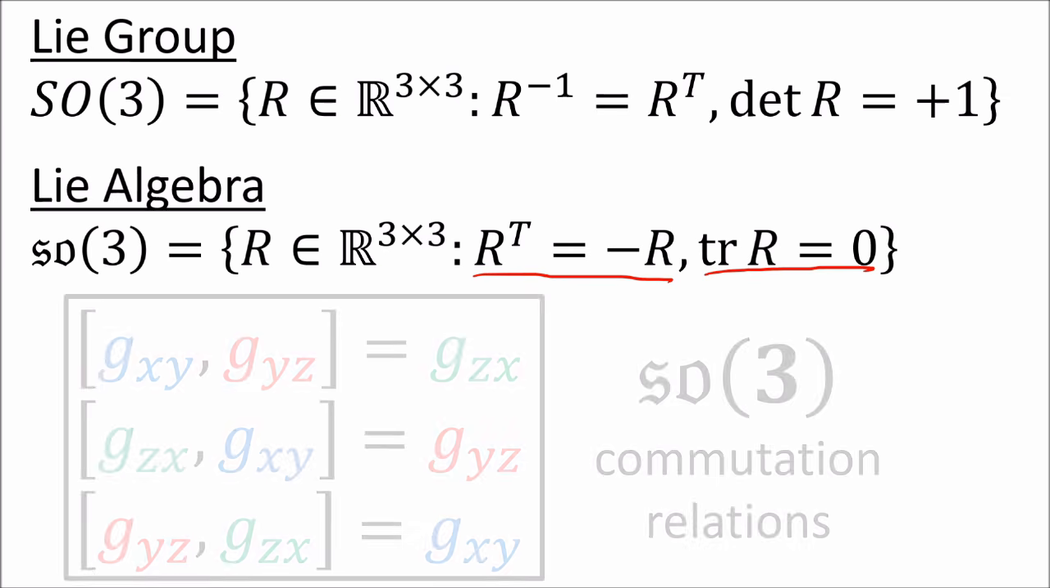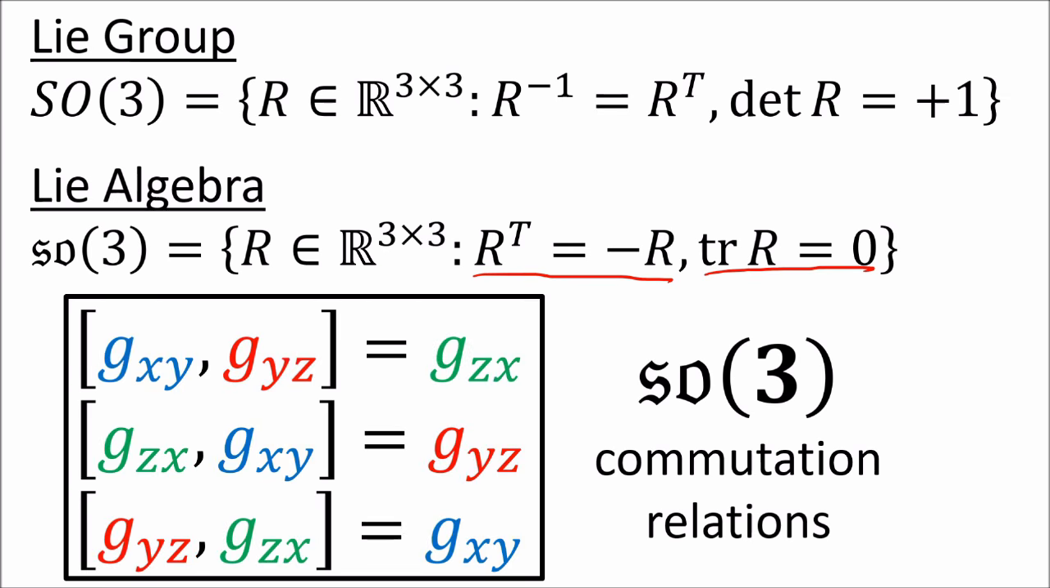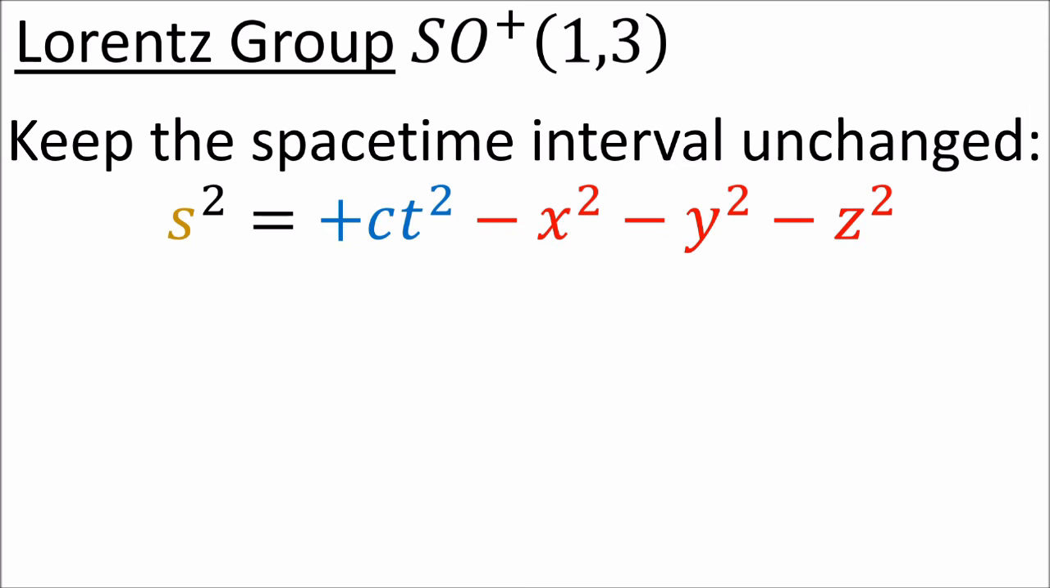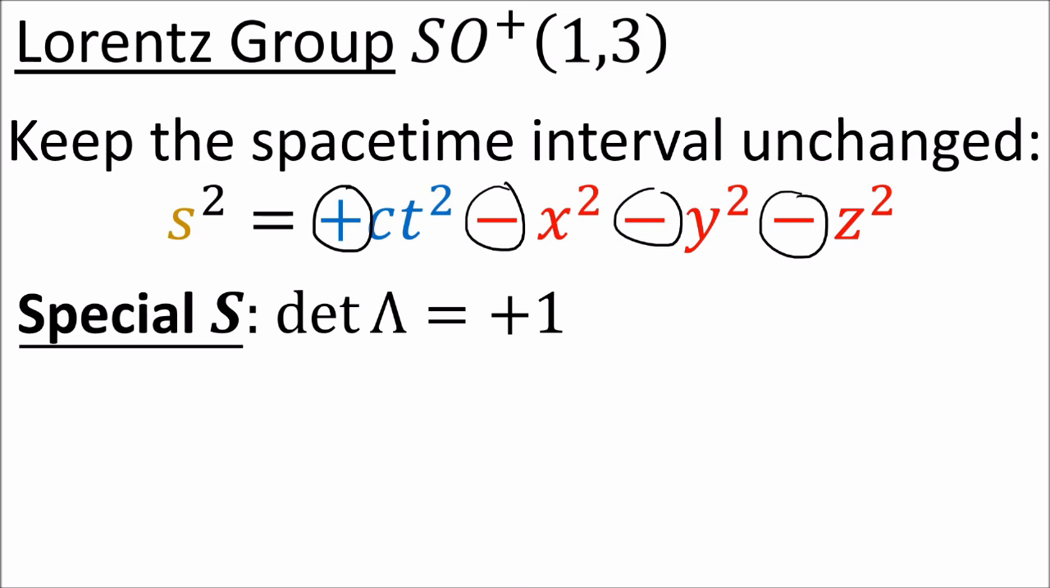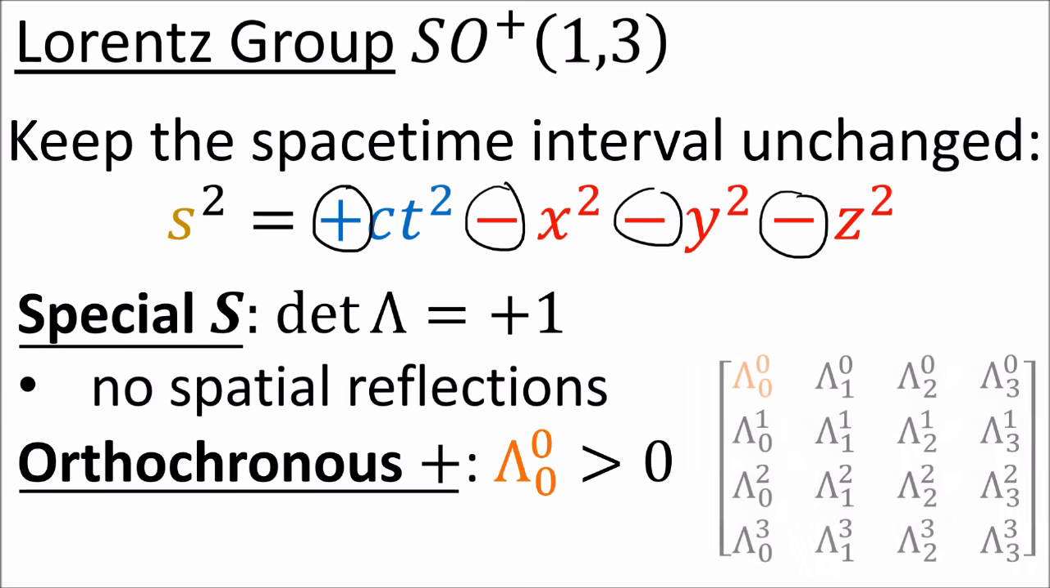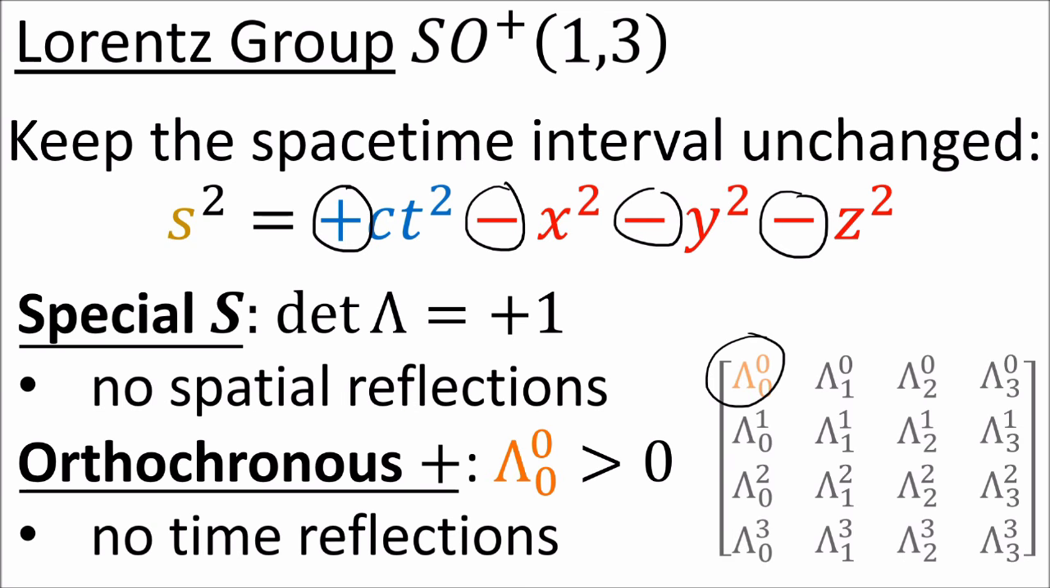We also proved that the commutator of generators always gives a member in the tangent space of generators at the identity, according to these rules here. Now, let's repeat this process for the Lorentz group SO plus 1, 3. This is the set of spacetime transformations that keep the spacetime interval with 1 plus sign and 3 minus signs unchanged. The special S means the matrix determinant is plus 1, and so spatial reflections are forbidden. The plus means the top left element of the matrix is positive, and so time reflections are forbidden.